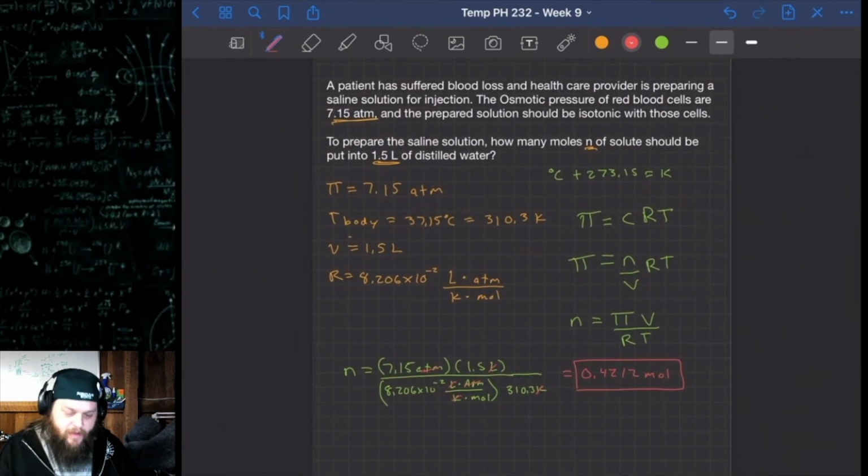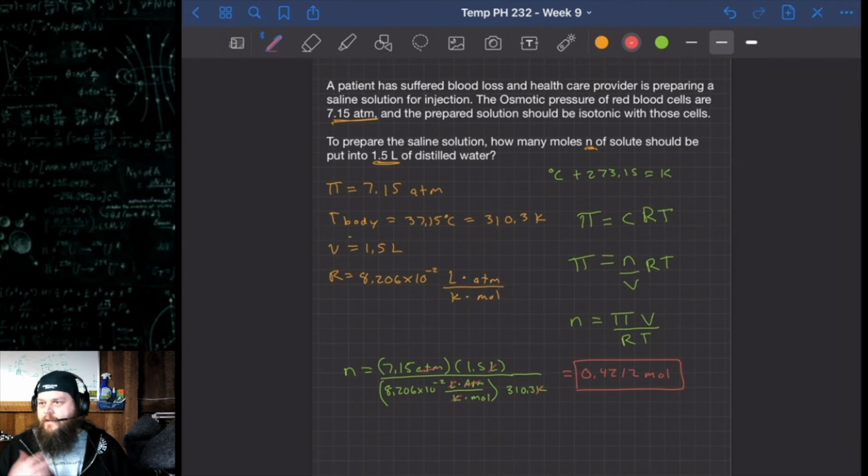So that's how we find how many moles of solution we need to add to 1.5 liters of distilled water, so we get that same osmotic pressure that's in our bloodstream. And once you have the moles, you can use the molar weight of your salt that you're using, usually sodium chloride, to convert that into grams, so you can actually have a value you measure out as well.